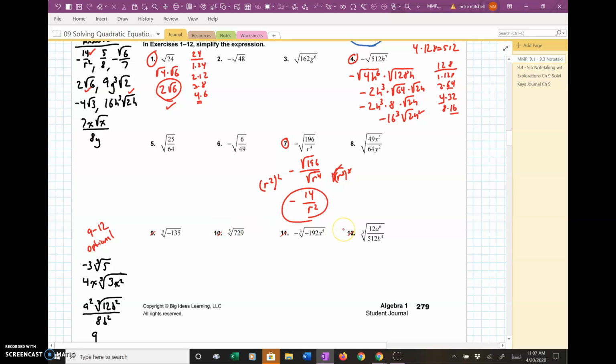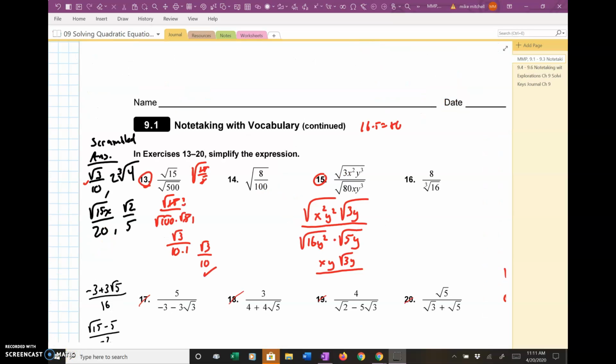9 to 12 are optional using these cube roots. You can try those. Search them online if you want to take a look for that. We're running slow on our example.